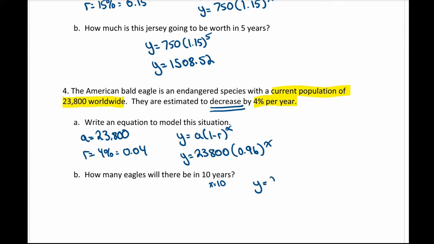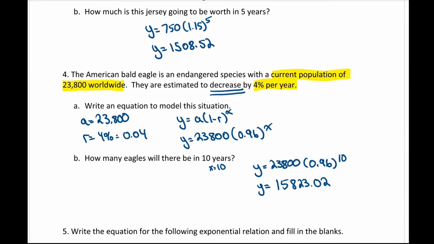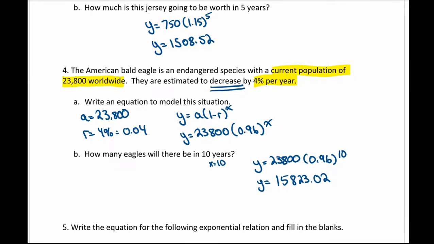We can plug this into our equation. Again, make sure you're following BEDMAS if your calculator requires you to do that. And because it's decay as well, you should be getting something smaller. You should be getting 15,823.02, or you could round that to just 15,823, since you can't have 0.02 of a bald eagle. So that's an example of exponential decay.